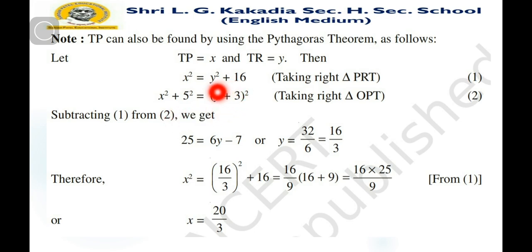Now subtracting equation 1 from 2, we get 25 is equal to 6y minus y, or y is equal to 32 over 6, which is equal to 16 over 3. Putting the value in any one of the equations, we find x square is equal to 16 upon 3 y square plus 16 by 9, which is 16 times 25 over 9. Taking the positive square root, we find x is equal to 20 upon 3.